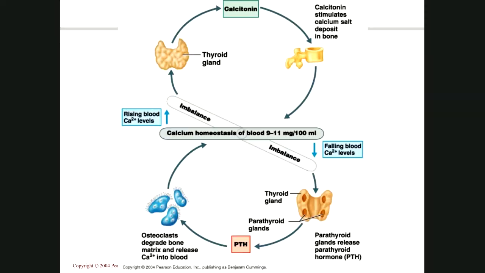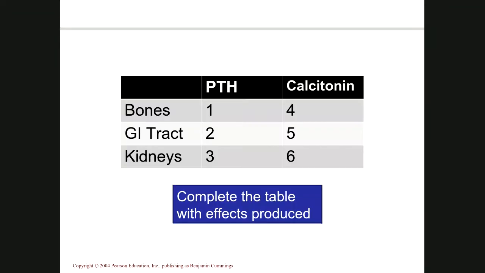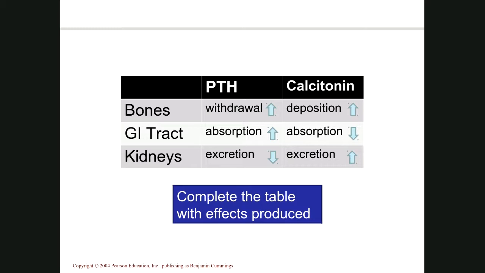Same thing's true for all of these. So you should be able to figure out what's going to happen with PTH at the bone. What's going to happen with PTH at the gut? What's going to happen with PTH at the kidneys? What's going to happen with calcitonin at the bones? What's going to happen with calcitonin at the gut? What's going to happen with calcitonin at the kidneys? When you do that, you should get something that's like this.